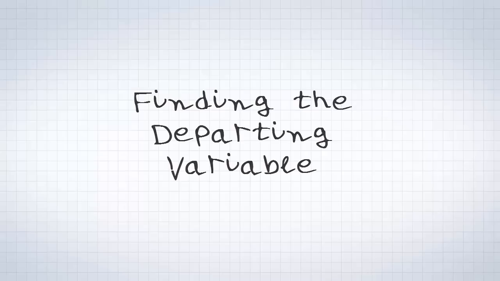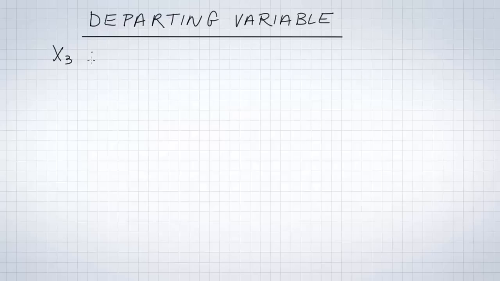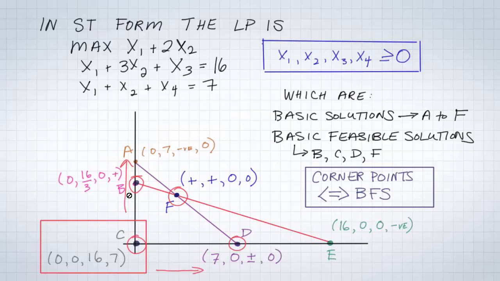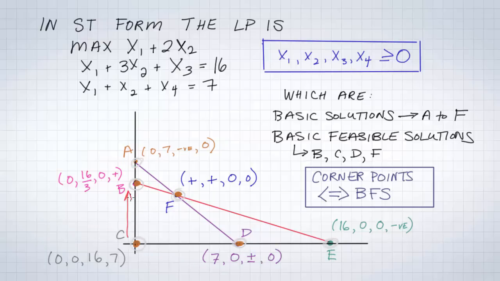Okay, next step is to determine the departing variable. That is, either x3 or x4 has to leave. So how are we going to determine this? Well, let's look back at the graph again, which is where our source of inspiration is. We have determined that we are going to go this way. We're not going to increase x1, we're going to increase x2.